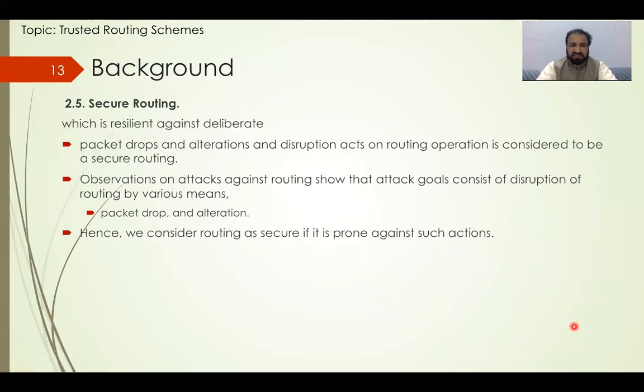Secure routing, which is resilient against deliberate packet drop, alteration and disruption of the routing operation, is considered to be secure routing. So now we can say which routing will be called secure routing. The routing in which you have fewer packet drops or no alteration or disruption, we call that route a secure route, and this process is called secure routing. Observations on attacks against routing show that attack goals consist of disruption of routing by various means, packet drop and alteration. Hence, we consider routing as secure if it is resilient against such actions. So if you are able to provide this trust mechanism to the routing process, your routing will be secure.